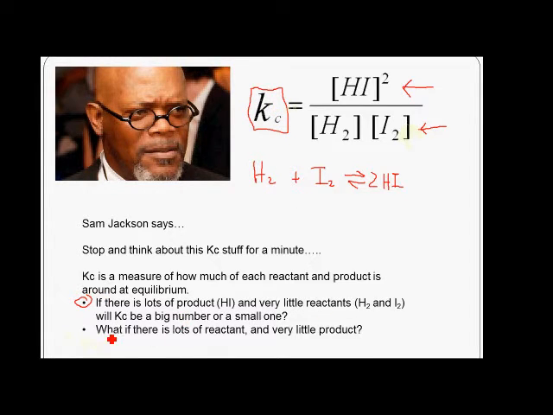On the other hand, when the reaction gets to equilibrium, if there is lots of reactant and very little product, so now we have a small number up here divided by a larger number, that's going to tend to make this number tiny. So basically, the value of Kc tells you how much product you have around at equilibrium. And the bigger Kc is, the more product there is at equilibrium.